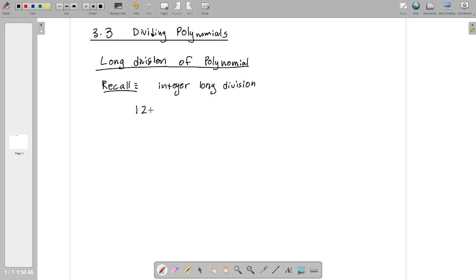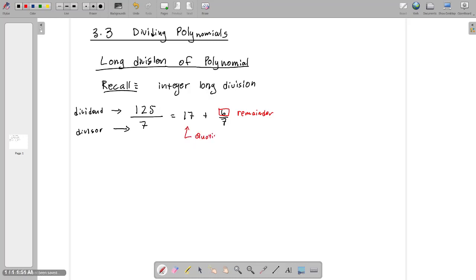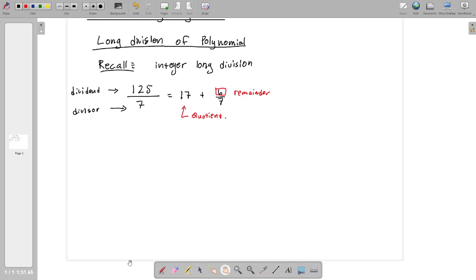So if we were trying to divide 125 by 7, we would call this the dividend. The denominator is called the divisor. 125 divided by 7 is equal to 17 plus 6 over 7. Now this part here, the 6 here, is the remainder. And we'll get into that in a second. And then 17 would be your quotient. What happens when you actually divide.